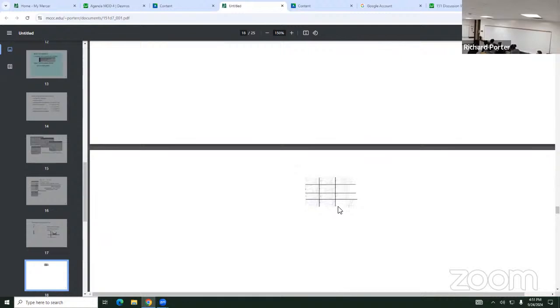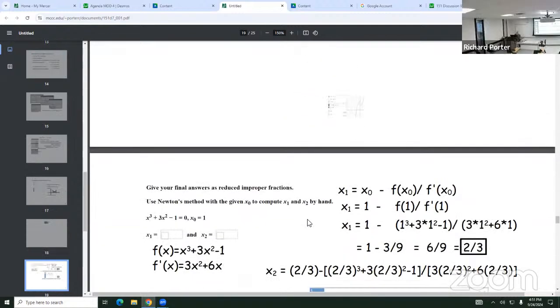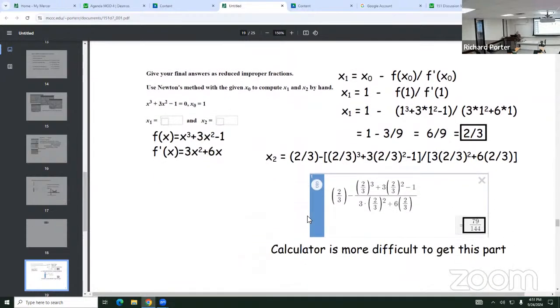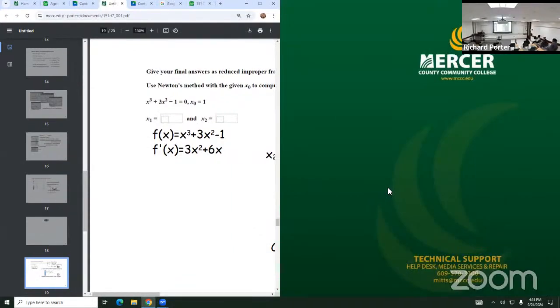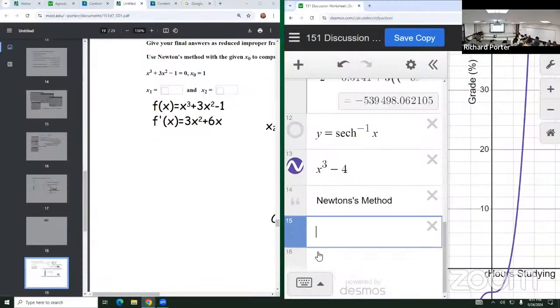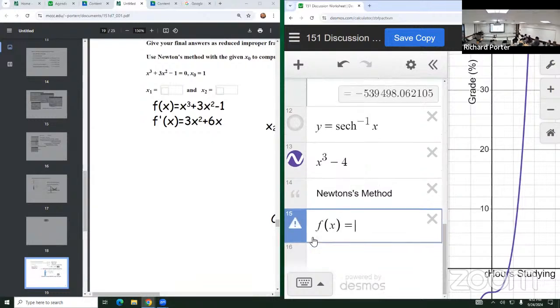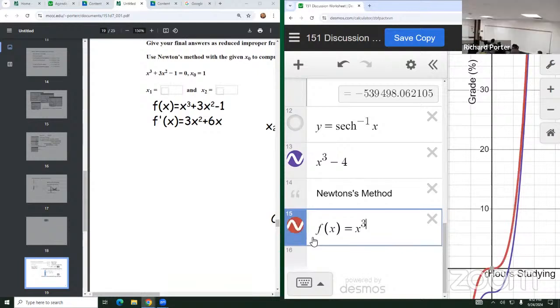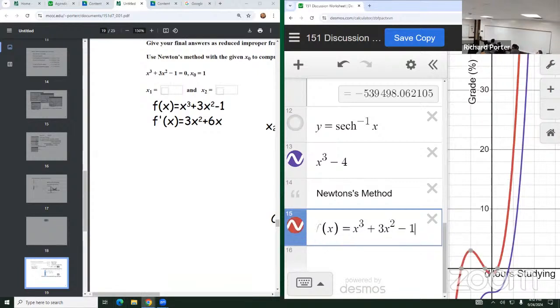Oh, wow. That image did not come out good. All right, so here's a problem with Newton's method. Let's try this. Pick this Desmos thing here. We're trying to find the 0 for this equation. f of x equals x cubed plus 3x squared minus 1. There's the function, and we're going to find one of these zeros. It says start with x0 equals 1.